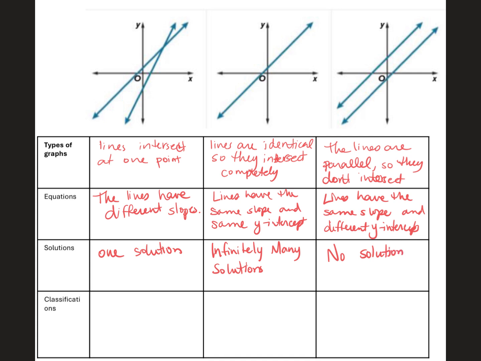And then these solutions are classified a certain way. If you have one solution, then the system is considered to be consistent, because it has one solution, and independent, because it has exactly one solution. Consistent means at least one solution. We'll write that in a different color. And independent means exactly one solution.